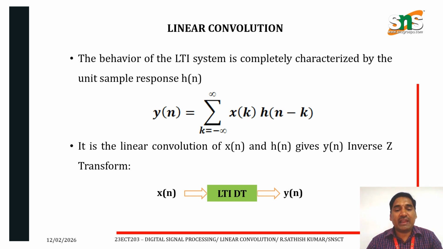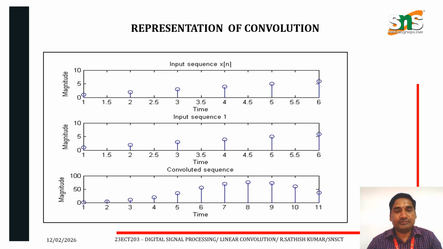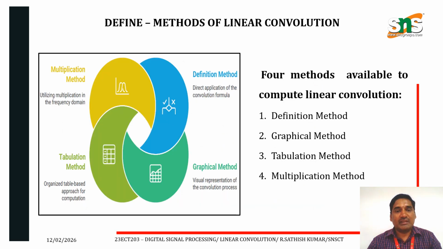Therefore, x of n can be applied to an LTI DT system, which produces the output y of n. This is the representation of convolution: input sequence x of n and also input sequence x1 of n. We can get the convolved sequence. For the input sequence x of n and input sequence x1 of n, by computing these two sequences, we can get the convolved sequence of the system.